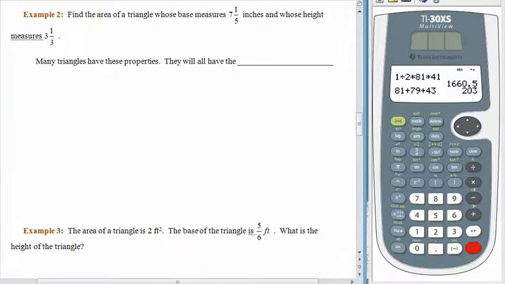There, that should look a little better. We're still dealing with a triangle, but we don't have a picture this time. The area of a triangle whose base measures 7 1/5 inches, whose height measures 3 1/3 inches. Whoops, that should say inches in there. We'll just fill that in.